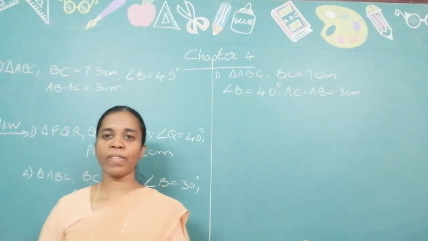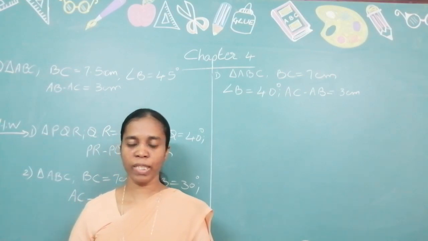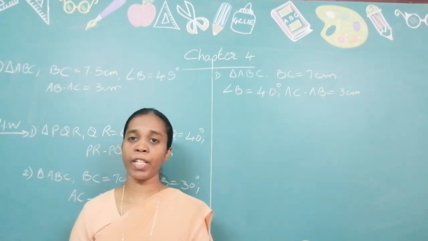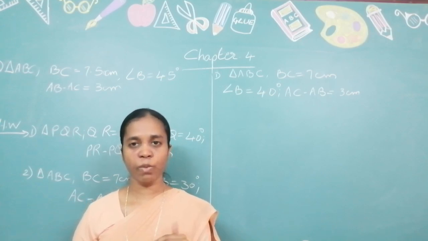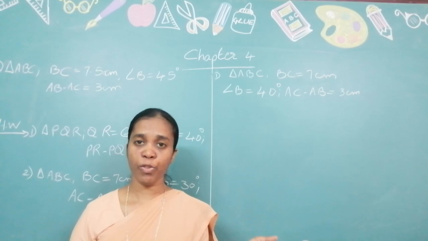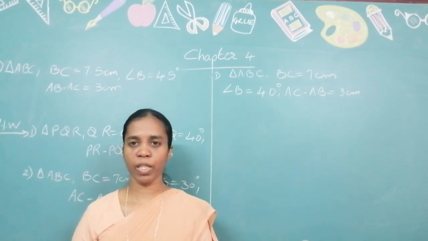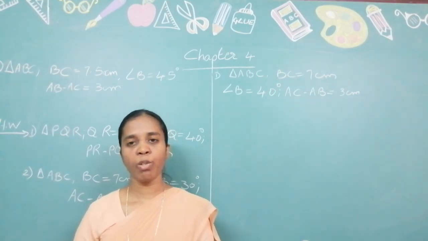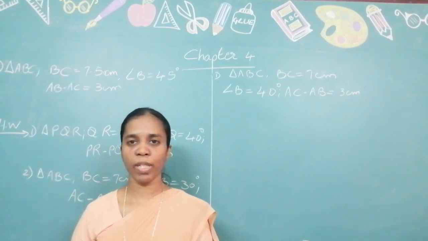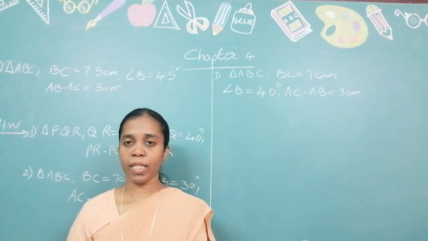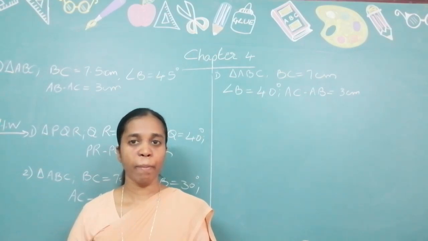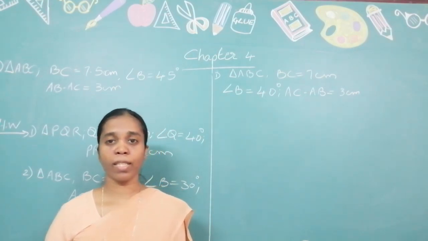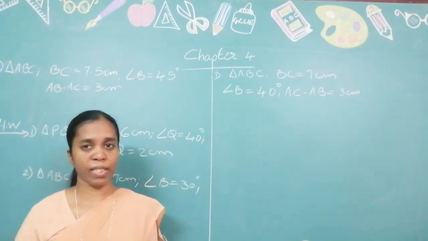Fine children. We are still with chapter 4, construction of triangles. We have done two types. Which were the two types? We are given the base, one of the base angle, sum of the other two sides and the difference of the other two sides. Okay. Now we are going for the third type of construction. Again in this we are given base, one of the base angle and the difference of the other two sides. But there is a difference in the two types of differences that is given to us.